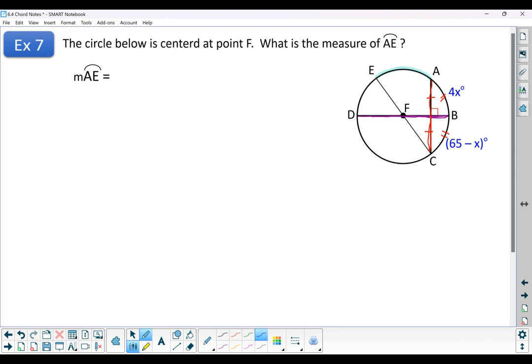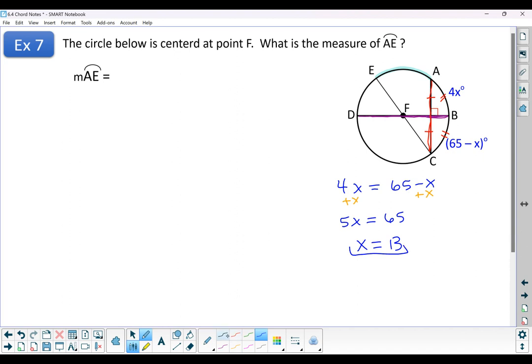So we have an equation we can set up here. We know that 4x is equal to 65 minus x. So we can solve for x. I'm going to add x to both sides. That gives me 5x is equal to 65. And when I divide by 5, I get 13 for x. So that's my x value.